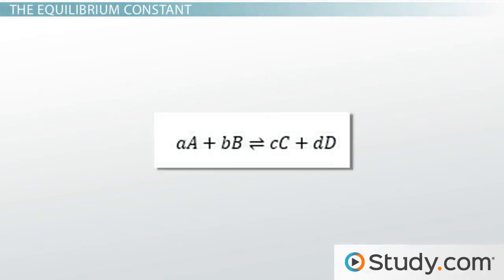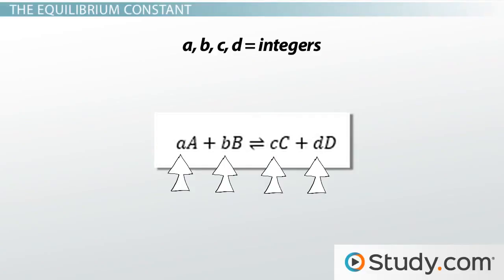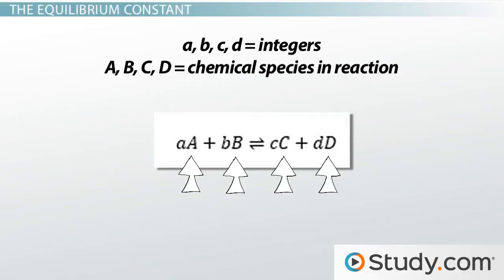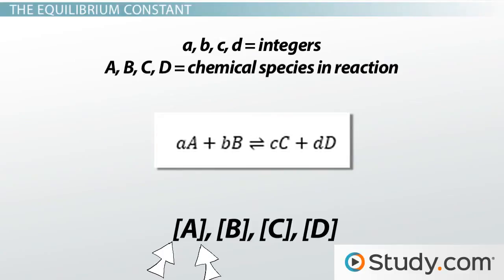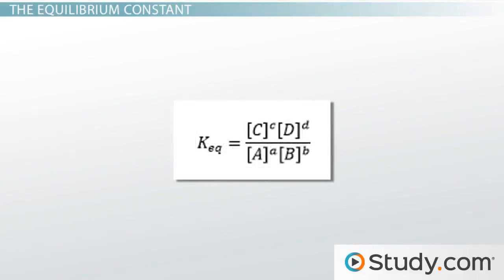But let's consider a more general reaction to drive the point of an equilibrium constant home. It reads as shown on screen. Here, little a, b, c, and d are integers, and capital A, B, C, and D designate the chemical species in question. The square brackets designate taking the concentrations of chemical species. That is, A in brackets is equal to the concentration of A. We can calculate the equilibrium constant, denoted as K_EQ, as shown on screen.